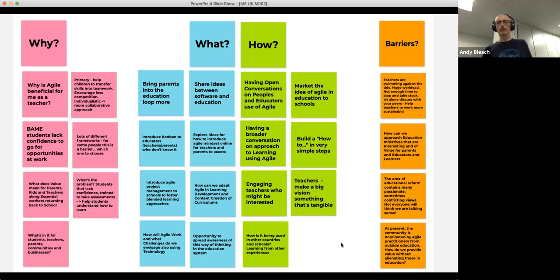Yeah, and as we touched on before, at present the community is dominated by Agile practitioners from outside education, so we need to be wary of how we can provide value without alienating those people who are actually in education. So that's a 3 or 4 minute summary of the conclusions from last month's meeting. And hopefully we can feed off these ideas and help to build a vision of where we want to go with this project of ours.